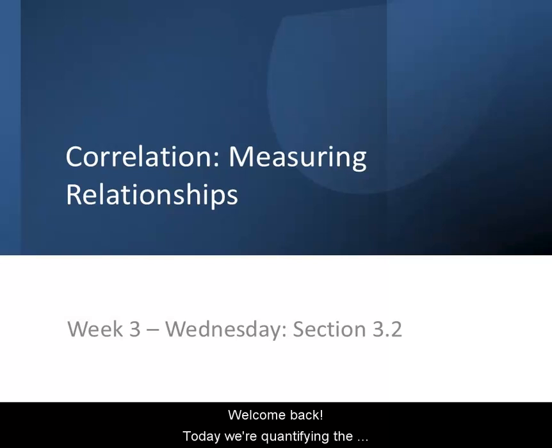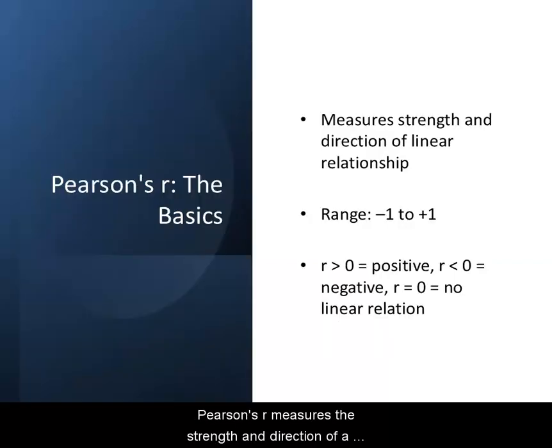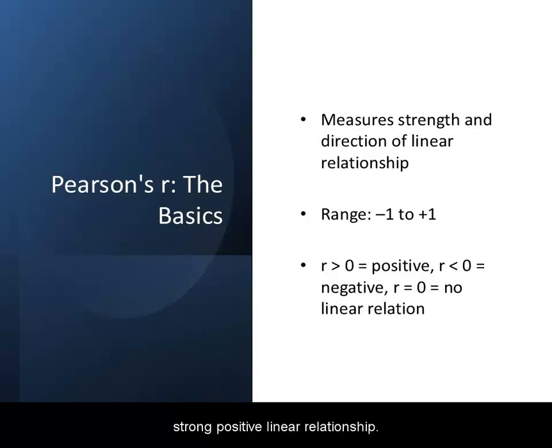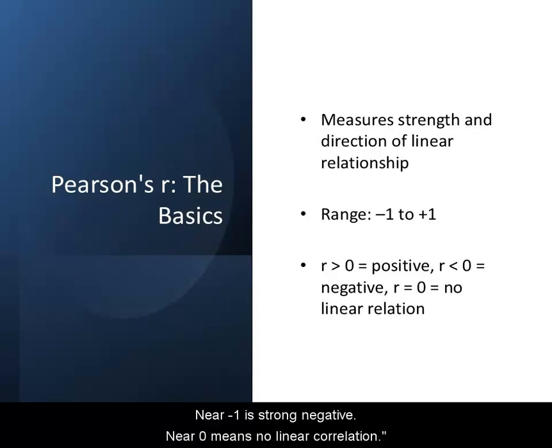Welcome back. Today we're quantifying the relationships we saw Monday using the correlation coefficient, known as Pearson's R. Pearson's R measures the strength and direction of a linear relationship between two quantitative variables. Values range from -1 to +1. A value near +1 means a strong positive linear relationship. Near -1 is strong negative. Near 0 means no linear correlation.